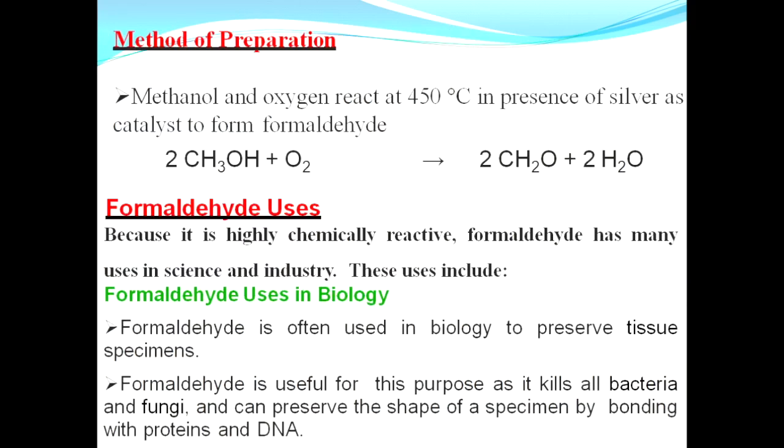Now, how can this formaldehyde be prepared? Formaldehyde is usually prepared from methanol. So, methanol and oxygen undergo reaction at 450 degree temperature in the presence of silver as a catalyst, and it will form formaldehyde. So, in the equation we will see 2 molecules of methanol react with 1 molecule of oxygen to give 2 molecules of formaldehyde and 2 molecules of water.